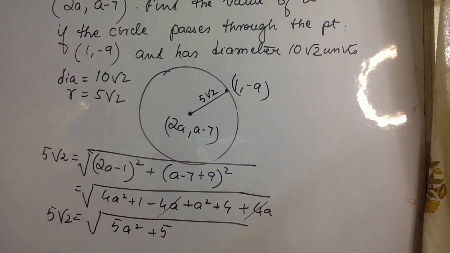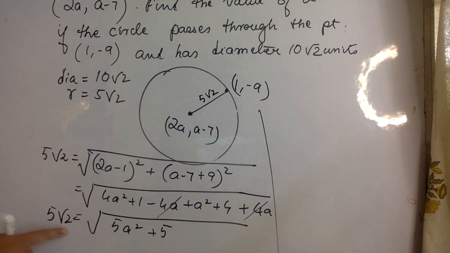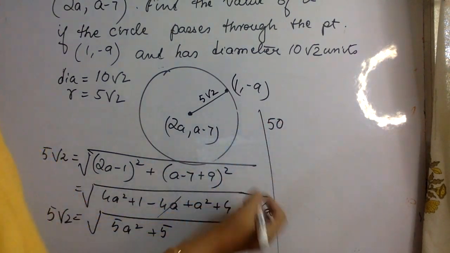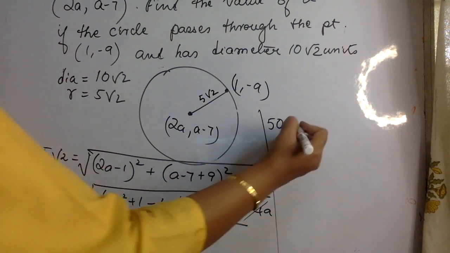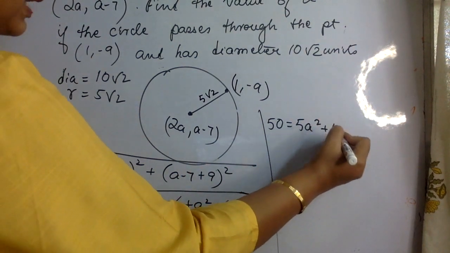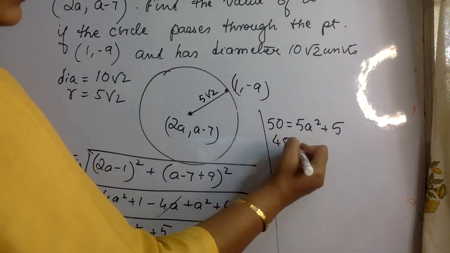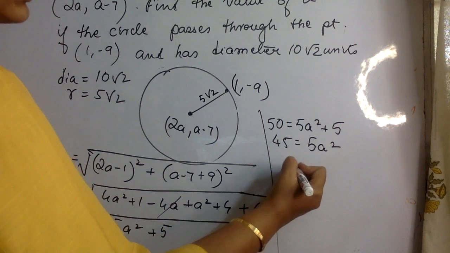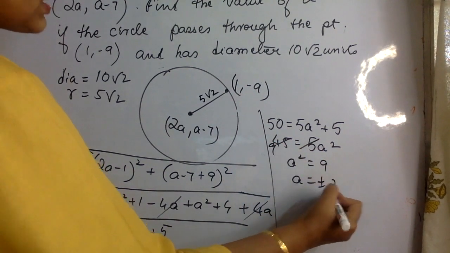Okay, 5a squared plus 5 is equal to 5 root 2, but this root sign remains. Now I am going to square both sides. If I square both sides, it becomes 25 into 2, that is 50. Root 2 into root 2 is 2. And this side, what am I left with? This root sign just goes, 5a squared plus 5. So now it becomes 45. If you bring this side, 45 is 5a squared. Okay, then a squared is equal to 9. a is equal to plus minus 3.